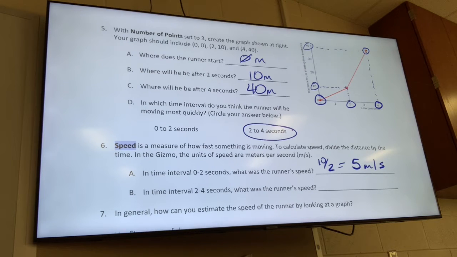And then for the second interval, from 2 to 4 seconds, so from the 10 to the 40 is our rise. How far is that from 10 to 40? 30. So that's our rise. And then how many seconds is it from 2 to 4? 2 seconds. So what's 30 divided by 2? 15. Okay, so that is just proving our point, right? Steeper slope is a faster speed. So 2 to 4 seconds, we were going 15 meters per second, which is much faster than the 0 to 2 second interval where we were only going 5 meters per second.